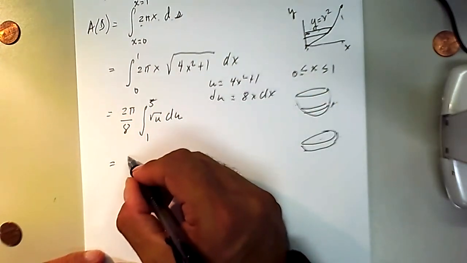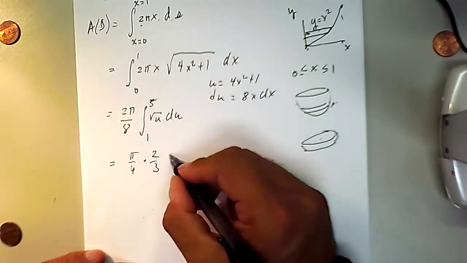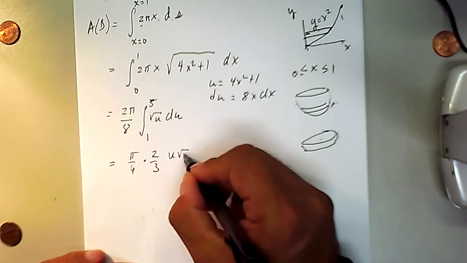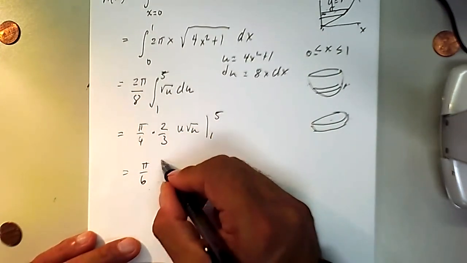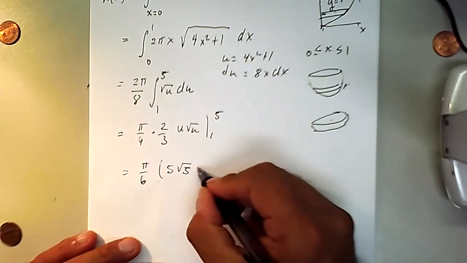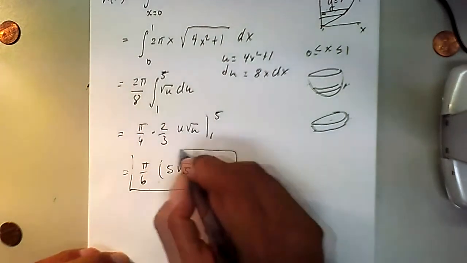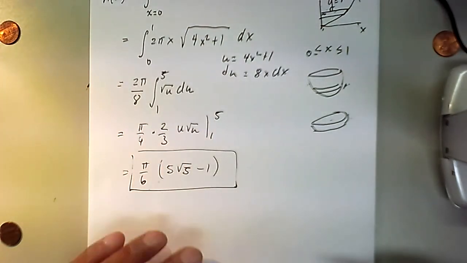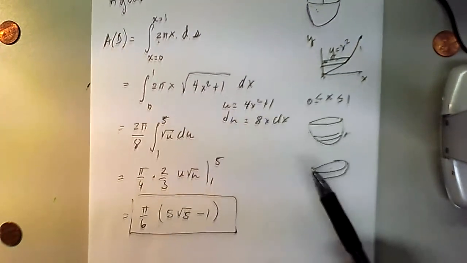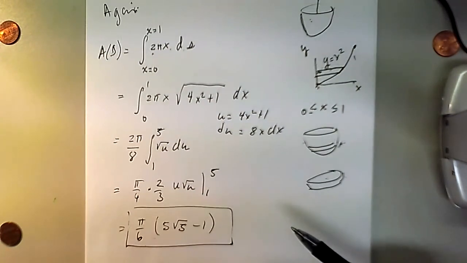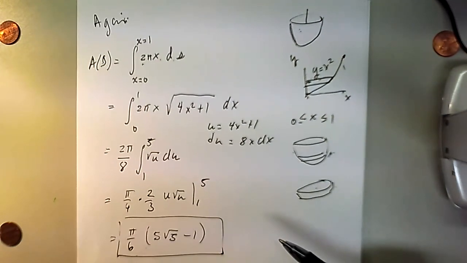So we pretty much end up with the same kind of thing, pi over 4 times 2/3 u square root of u from 1 to 5. Simplify, and we get pi over 6 times 5 root 5 minus 1, which is exactly the same answer we previously obtained. So this is one way to check. If we have a nice solid of revolution, then you can check the answer this way. If you don't have a solid of revolution, then it is not as easy to check the answer this way.